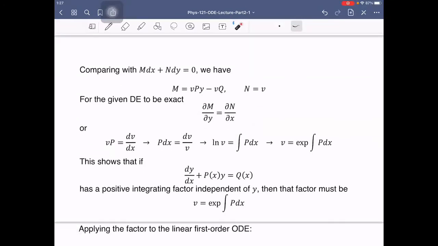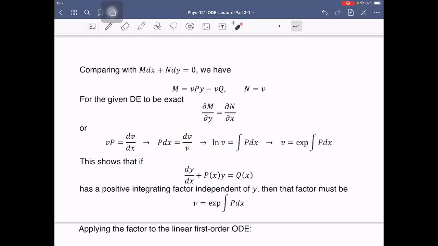So kung titignan nyo, yung v p natin is actually dv over dx. Okay? And this will give us, pwede natin pag-hiwalayan, kasi yung p natin ay nakadepende sa x. So p dx is equal to dv over v. So ito lang yung equivalent na to. And then we can take the integral. Okay? So we can have ln of v, ito, is equal to integral of p dx.